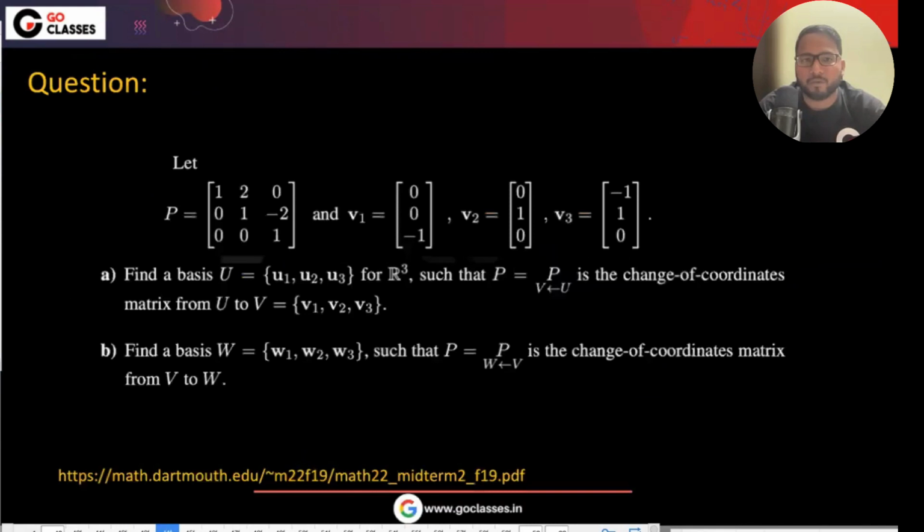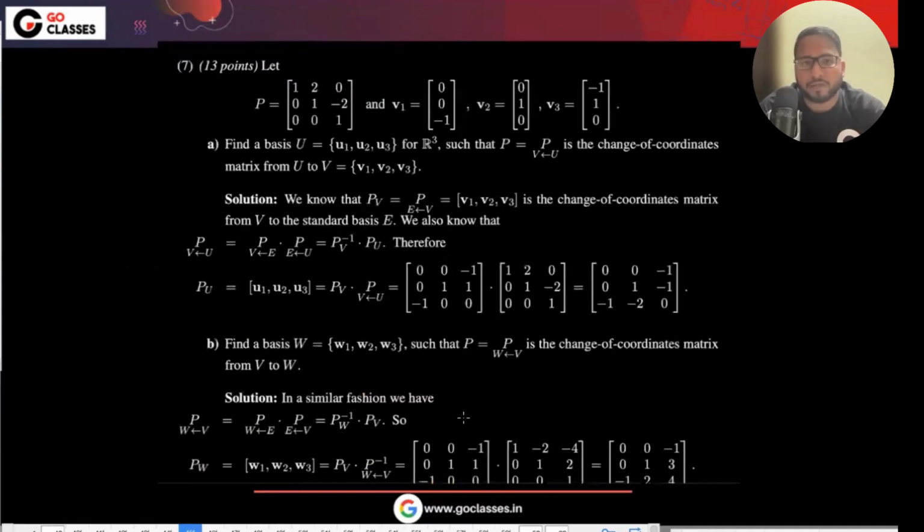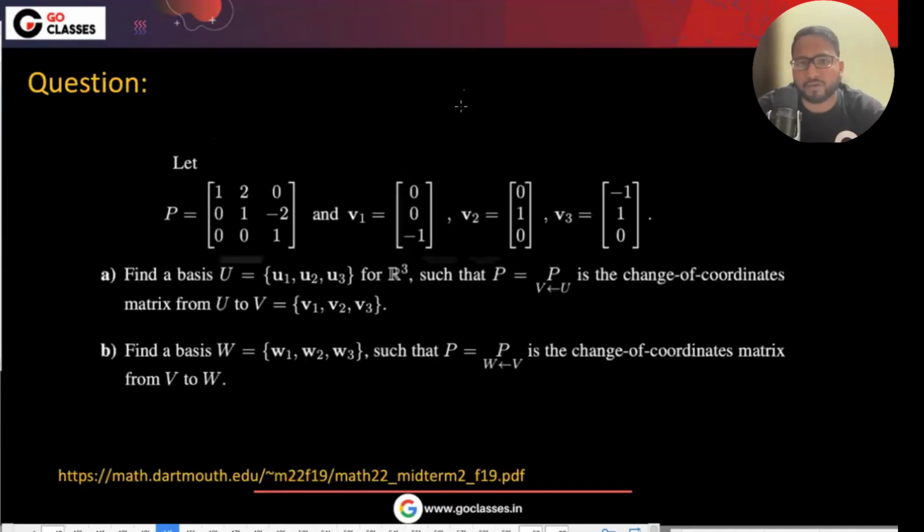Now let's move to this question. What this question is saying, let's suppose P and V1, V2, V3, these three things are given. Find a basis such that this is a change of coordinate matrix. And these two are asking. So can you do this as homework? I think the answer is on the next page. It should be an easy question. Just try it as homework.